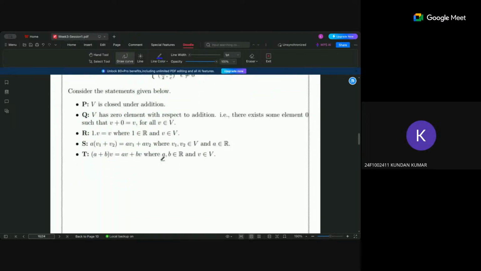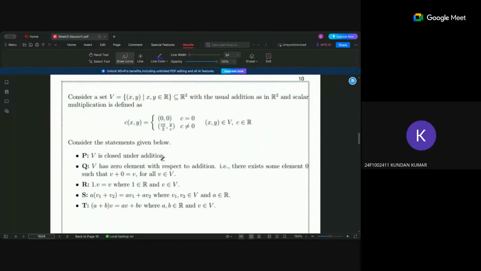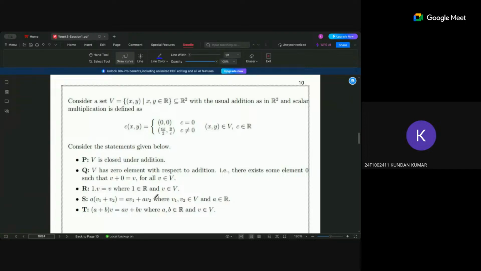Now I give you maybe 5 minutes. Consider the statements below and check which one is true. I give you 5 minutes, which I will take as a break. We'll continue again after 5 minutes, but you should all work on this and see which statement is true.